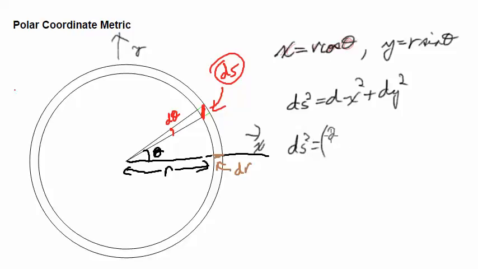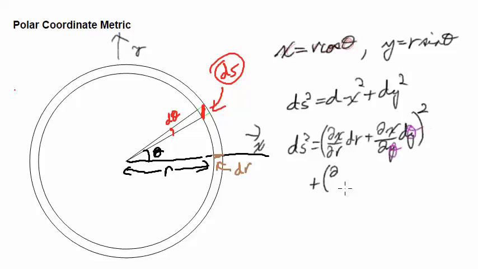So ds, we don't know what ds squared is yet, but dx squared would be (del x/del r dr plus del x/del y dy) squared, plus dy squared would be, wait a second, sorry, del x/del r dr plus del x/del theta d theta, and then dy squared would be del y/del r dr plus del y/del theta d theta, quantity squared.